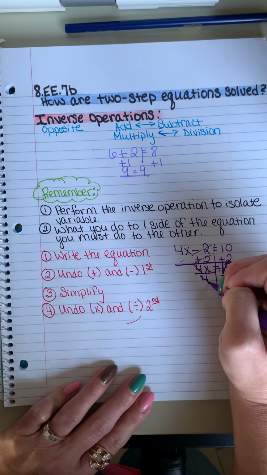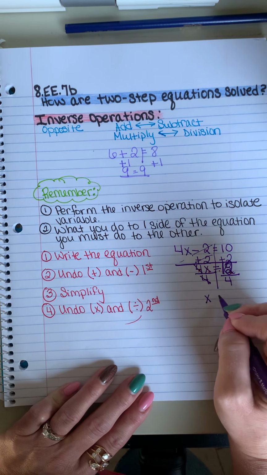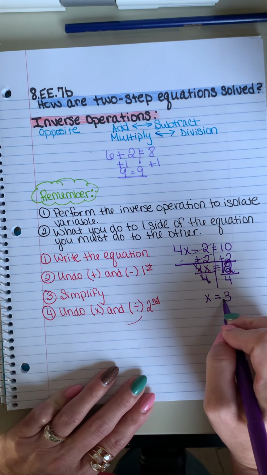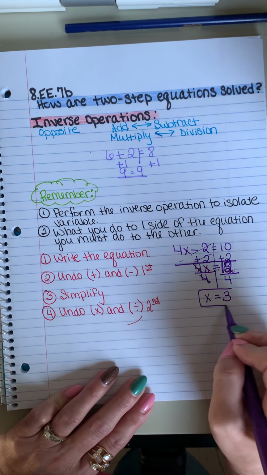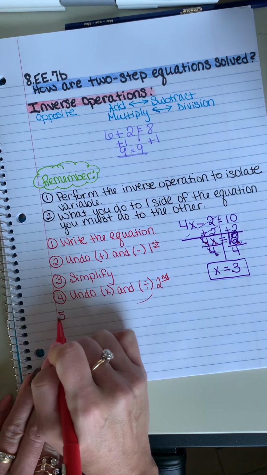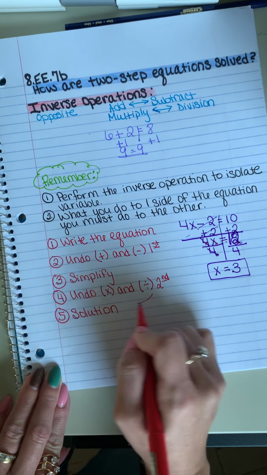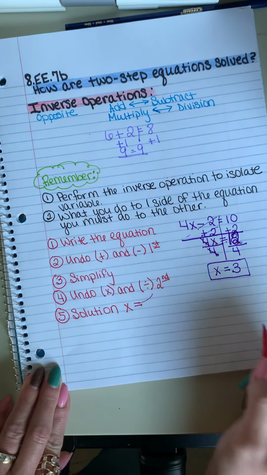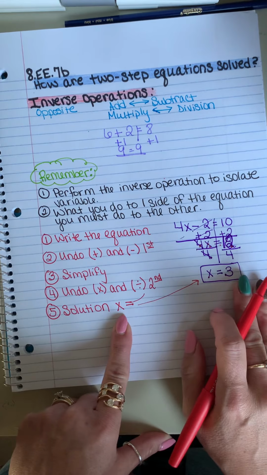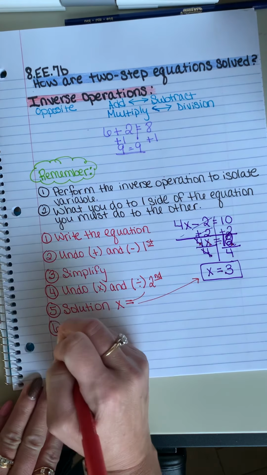So 4 divided by 4 cancels out, leaving us with just x equals, and then 12 divided by 4 gives you 3. So our solution would be x equals 3. And that is step 5. You clearly give the solution, x equals 3. The final step is your check step.